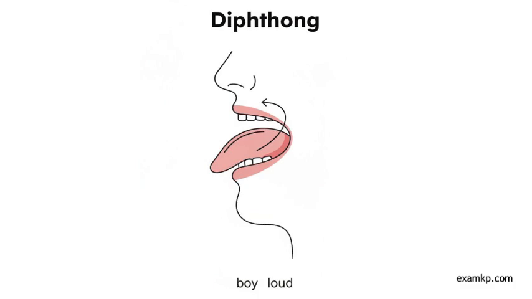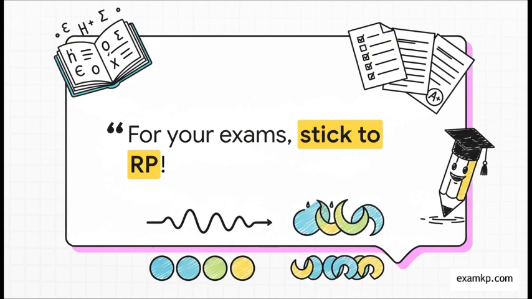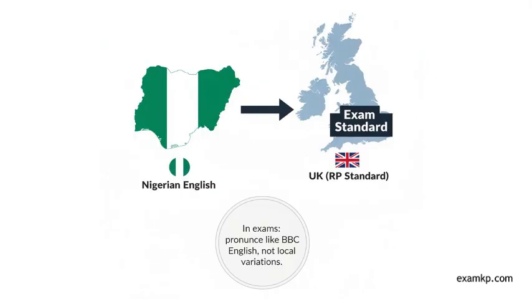Now listen up, because this is a crucial piece of advice. While we have beautiful and rich variations in Nigerian English, for your exams, you have to focus on one standard, received pronunciation, or RP. This is the British standard that all your exam questions are based on, so you have to think in RP.